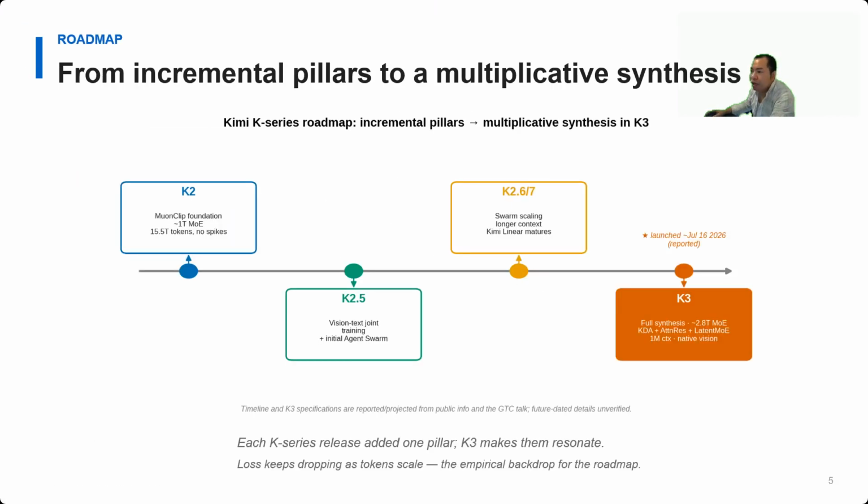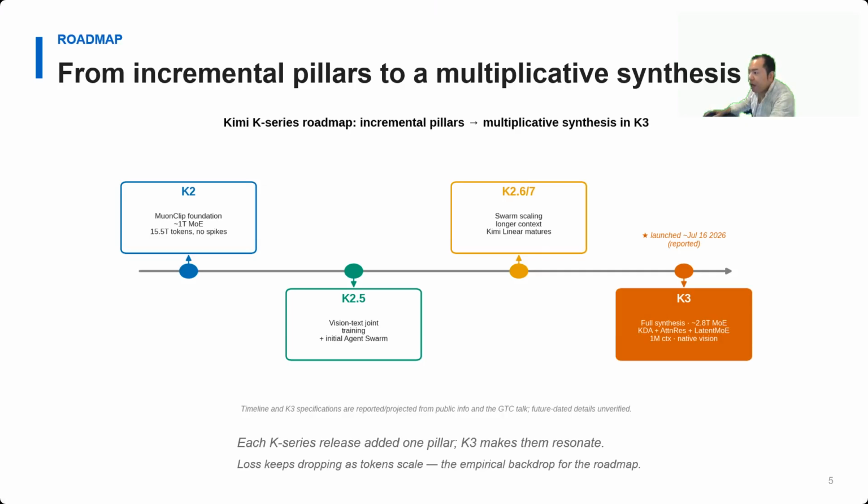Here is how those pillars actually rolled out across the product timeline. K2, as you can see, pushed the foundation, a roughly 1 trillion parameter MoE model trained on 15.5 trillion tokens with low loss spikes. And that proves the optimizer story at scale.